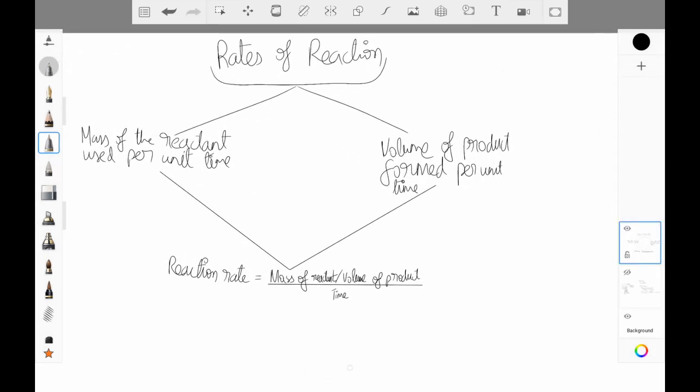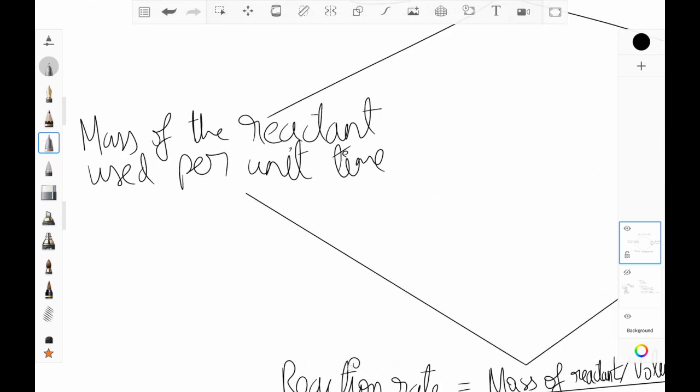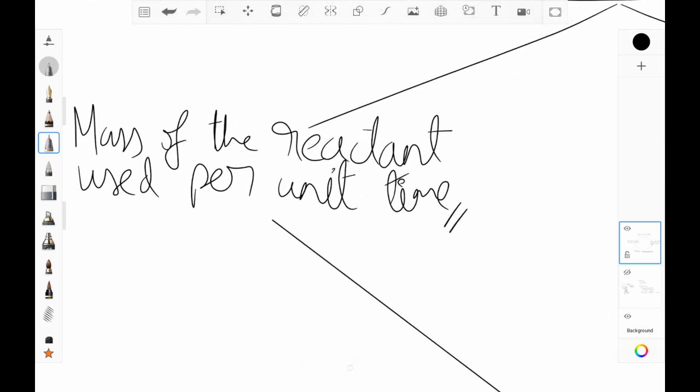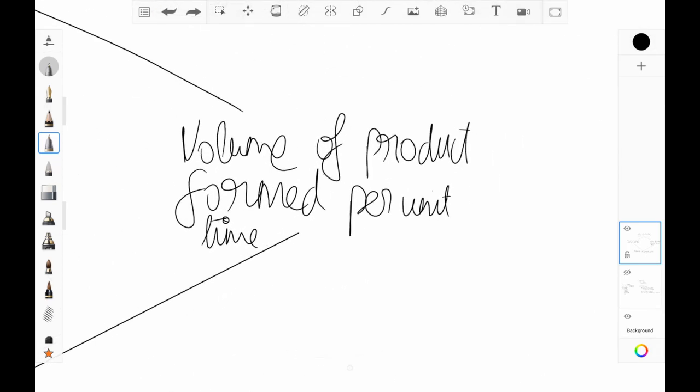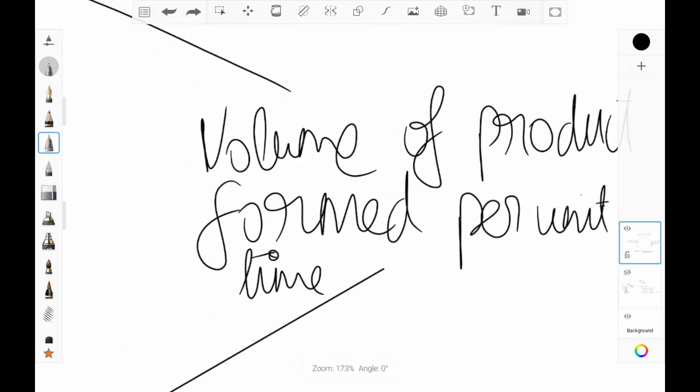And the rate is just a measure of a change that would happen in a single unit of time. So when we say rate of reaction, we are just talking about the speed at which a chemical reaction occurs. And you can measure the speed in two ways. You can either measure the mass of the reactant that is used per unit time, or you can measure the volume of the product that is formed per unit time.